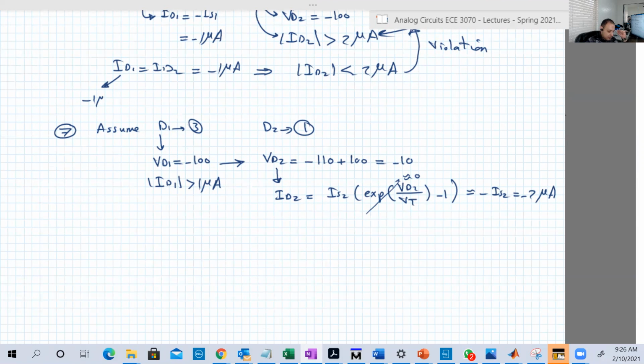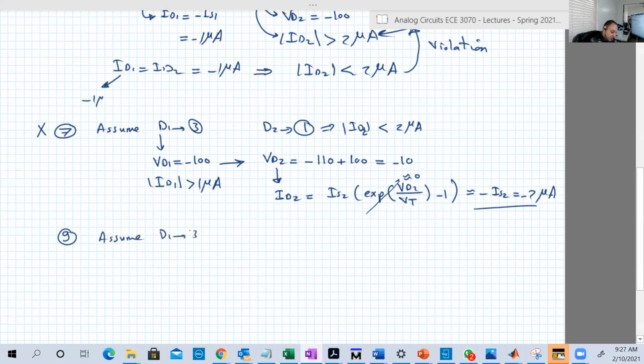So that's also not correct, because in region 1, D2 should have a current, I'm sorry, ID2 as a magnitude should be less than 2 microamperes. But here it's equal to 2 microamperes as a magnitude. Okay. So the next one is the correct one, which is D1 in 3 and D2 in 2. So we have the solution already. This is our solution.